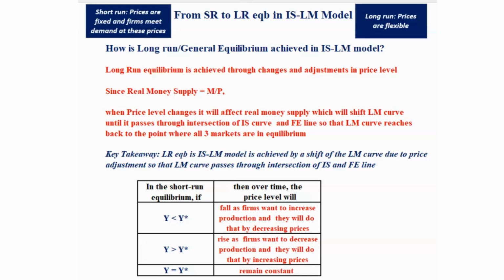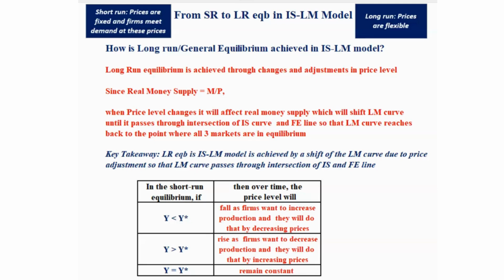So the key takeaway from here is that long run or general equilibrium in the ISLM model is achieved by price changes, which will shift the LM curve so that the LM curve passes through the intersection of the IS and FE line, so that all three curves meet at one point, which will give us a long run or general equilibrium.